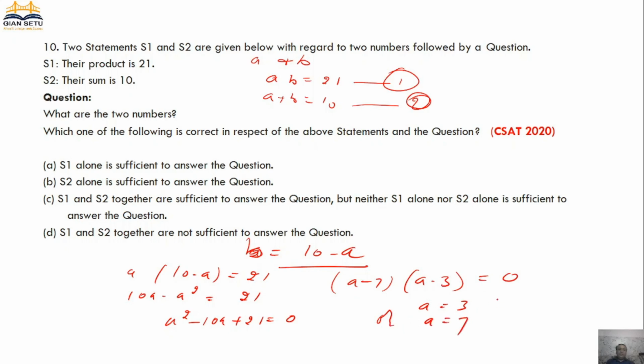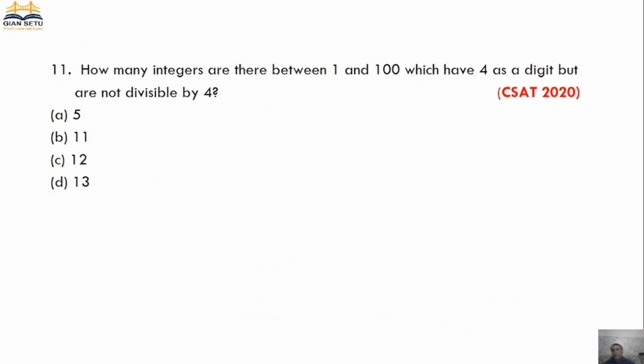Now if A is equal to 3, then we can find the value of B from equation 1. B will be 7. If A is equal to 7, B will be 3. So we can find the two numbers and these are 7 and 3. So here the answer is C. S1 and S2 together are sufficient to answer the question, but we cannot solve this question with statement 1 alone or statement 2 alone. Let's see question number 11.